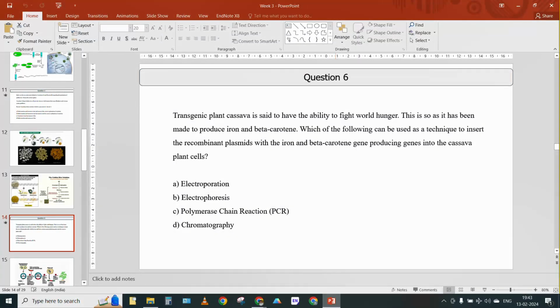Exactly. The option A is the correct one. Electroporation is the best technique to insert the recombinant plasmid with the iron and beta carotene genes. You are correct. The option A is the correct one. Electroporation.